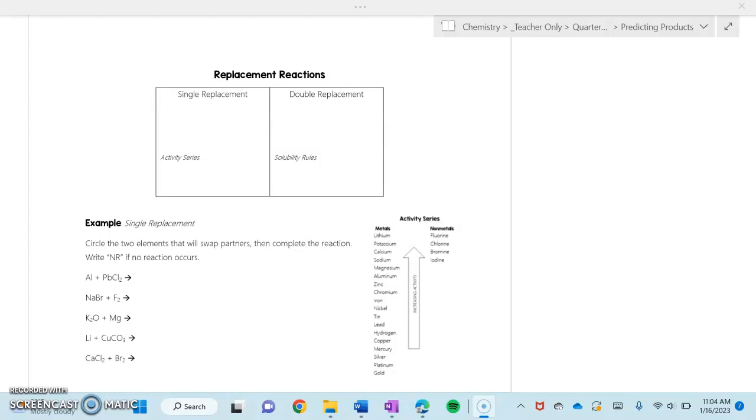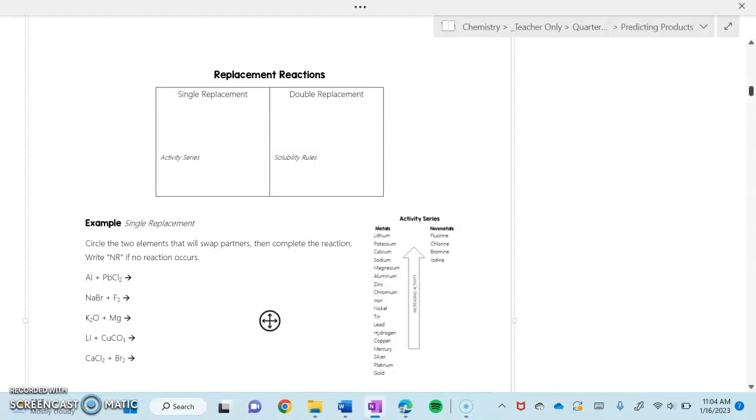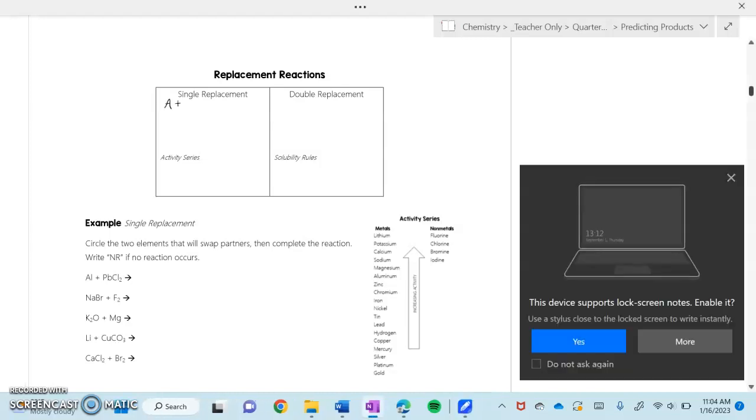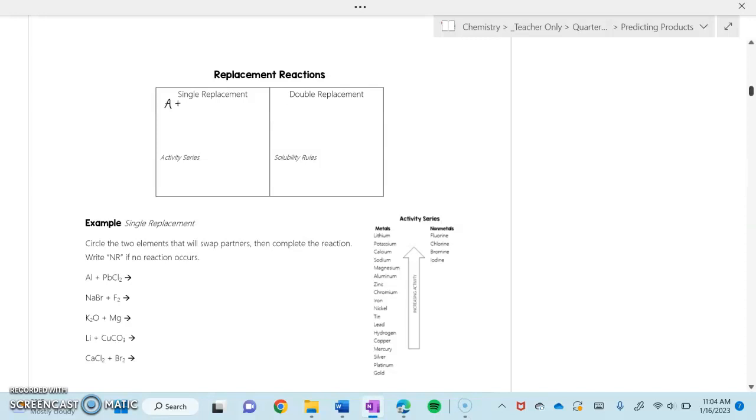So we're going to start out with single replacement reactions. And we know that a single replacement reaction is a reaction where an element and an ionic compound swap partners. So our generic form is element A plus compound BC swaps partners, and let's say A bumps out B. Now we have B by itself, and AC is our new compound.